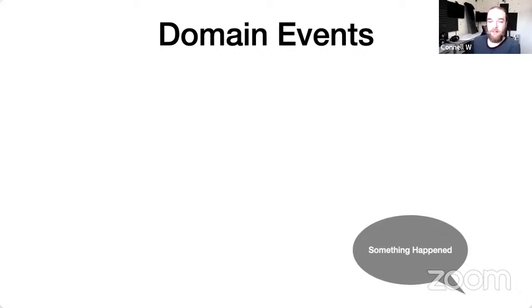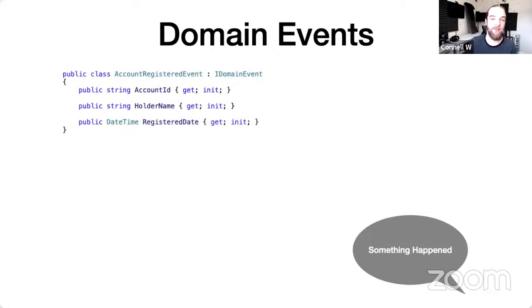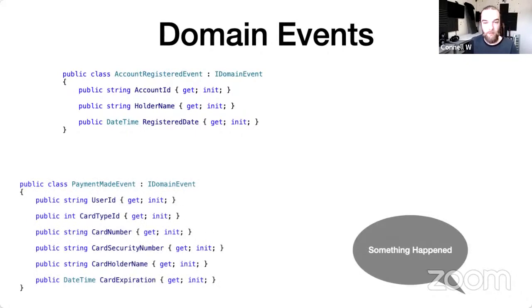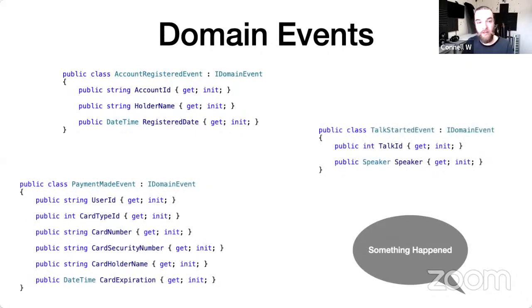Domain events are something that's happened in the domain, something that the domain expert would be interested in. It's usually a change of state, like an object has changed from one state to another, so an event is raised. Some examples in C#: an account registered event, payment made event, talk started event. These are different domains with different domain events that you could have. You don't have to use exactly the way I've implemented it. I've used an IDomainEvent interface here.